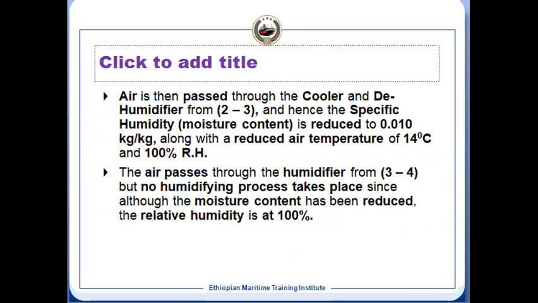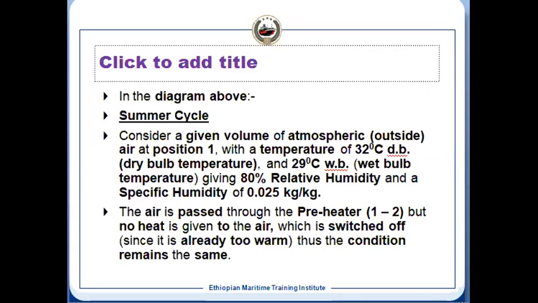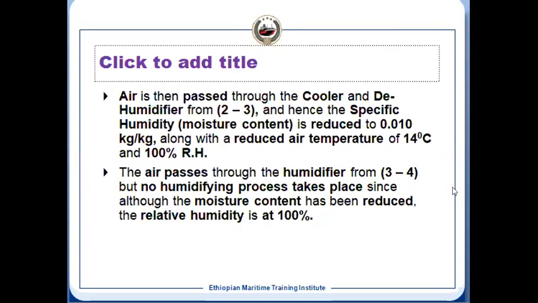Will there be any change in the specific humidity? This specific humidity has become 0.01. What was the specific humidity before? It was 0.025. Why has it happened? Because once it reaches the dew point, some of the moisture will come out. This is the 100% relative humidity, and the specific humidity has reduced. It means this is the dehumidification, as well as we have reduced the temperature.